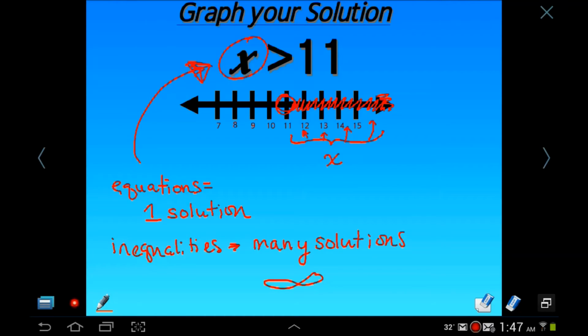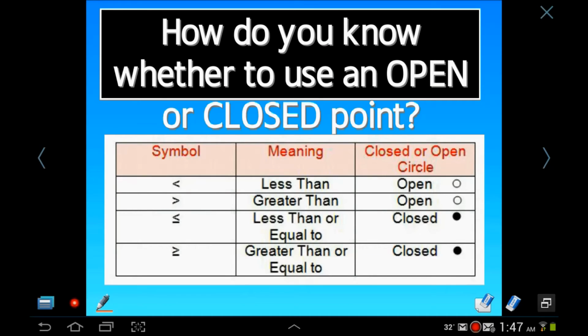So that x could be a lot of things. There's also a lot of things that x cannot be. X cannot be 7. X cannot be 8. And notice we do not have that part highlighted. Now, in my next slide, I'm going to show you why we used an open point and why we shaded the way we did. So the question that you are probably asking yourself is, how do you know whether to use an open or closed point?